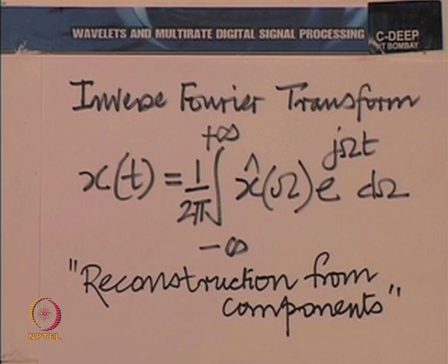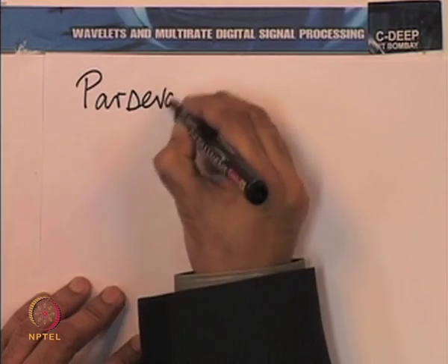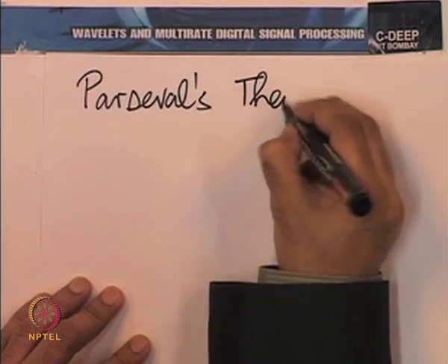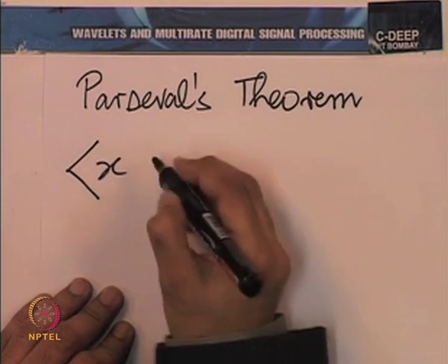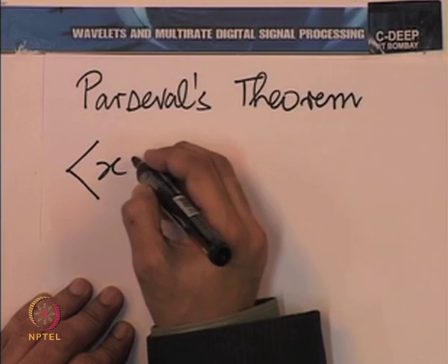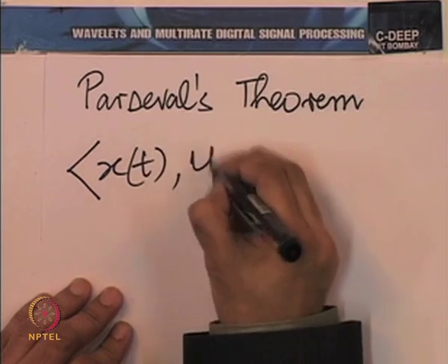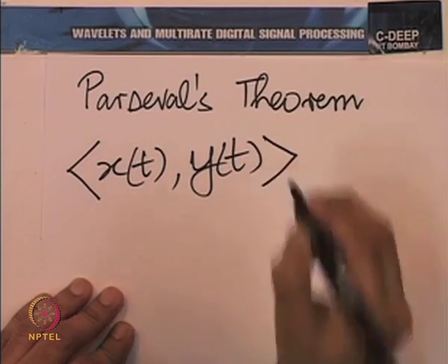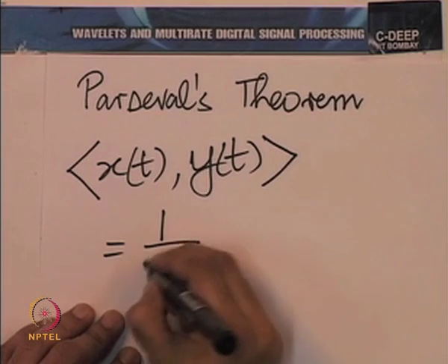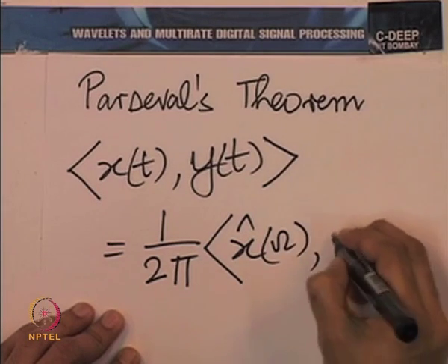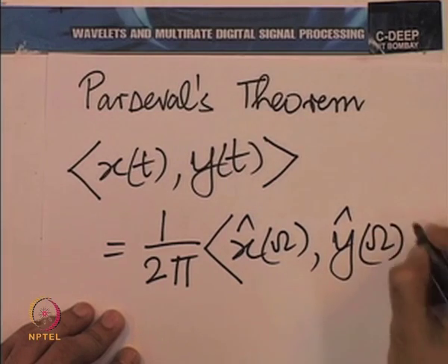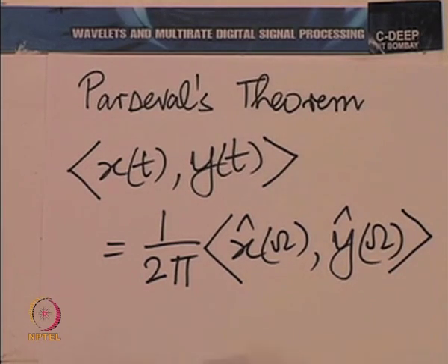Now, with this background, what we have said in Parseval's theorem is the following. The inner product of x t and y t, so you know you are talking about two different domains, is equal to the inner product of x cap omega and y cap omega, but with a factor of 1 by 2 pi.